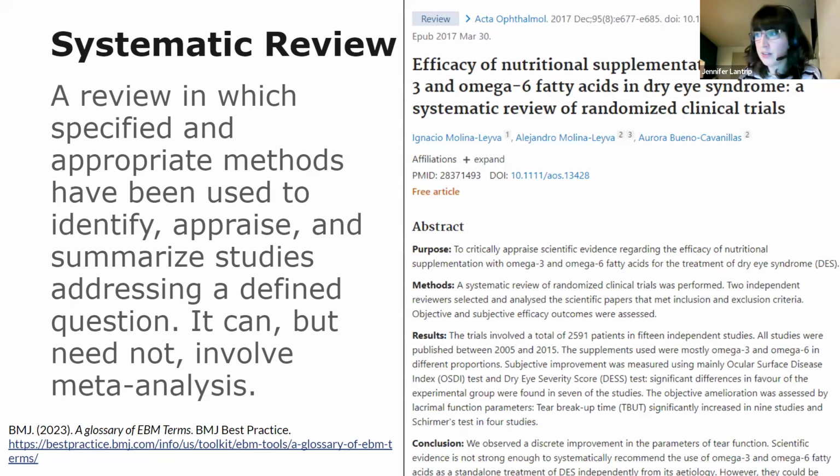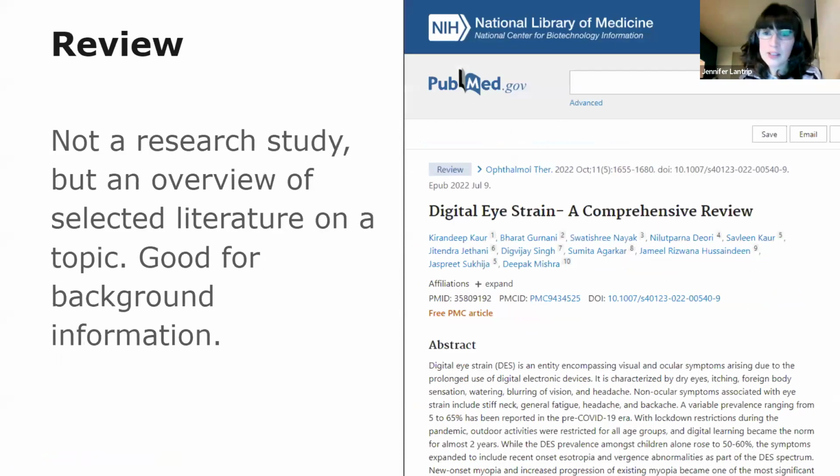Notice how meta-analyses and systematic reviews are completely different from reviews. Reviews are not study designs at all. They are the lowest level of evidence. They review existing literature on a topic and provide an overview. They can be great background sources.